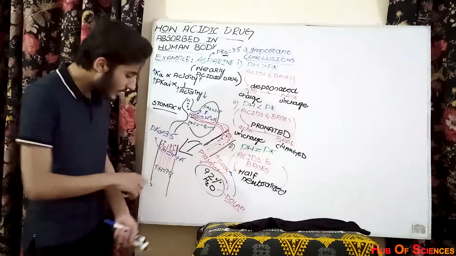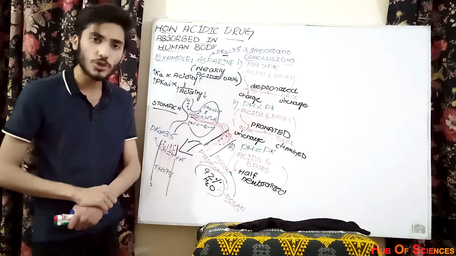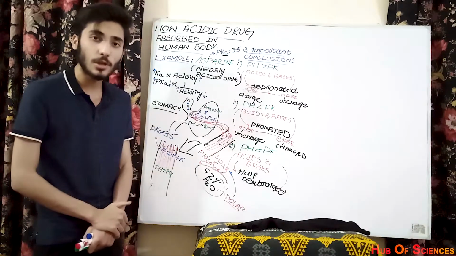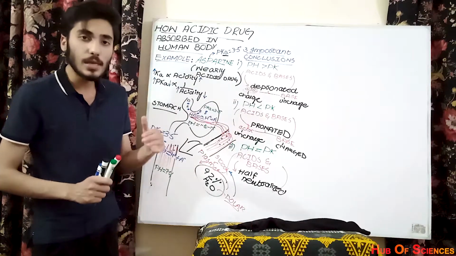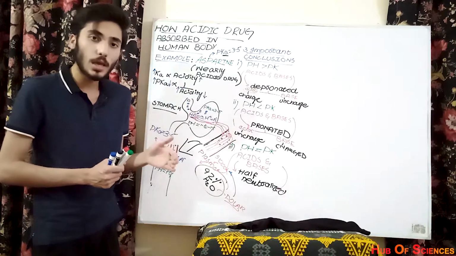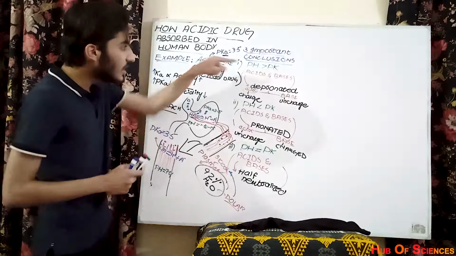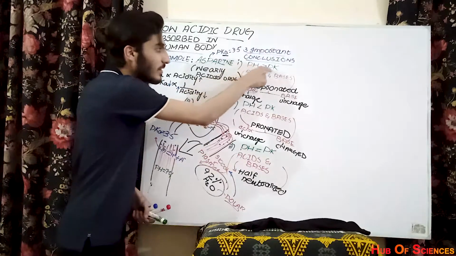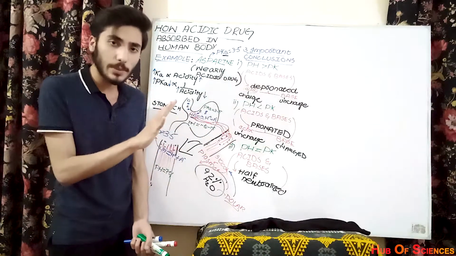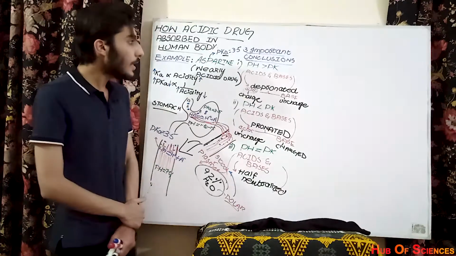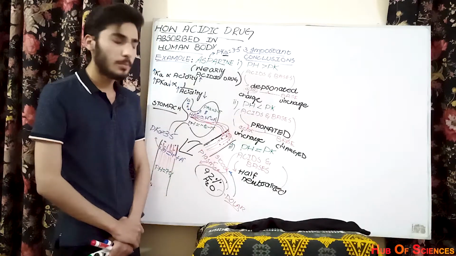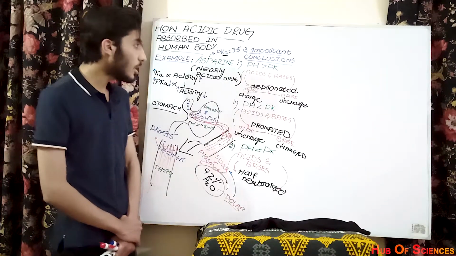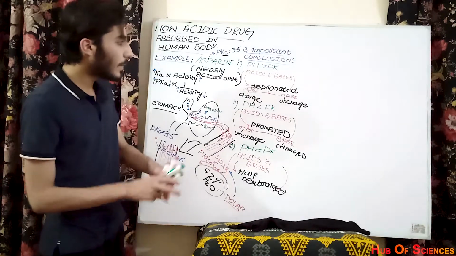In this case, the solution is the blood, and the pH of the solution is 7.4, whereas the pKa is 3.5. This scenario suggests that the pH is greater than the pKa, or the pKa is less than the pH. In case of an acid, it will be pKa, while in case of a base, it will be pKb. We are talking about an acid because it is aspirin. pH 7.4 is greater than the pKa 3.5.